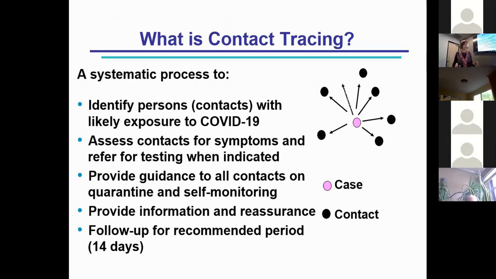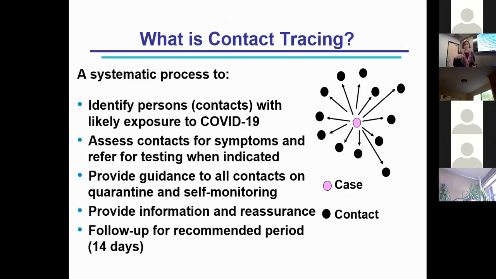So what is contact tracing? Contact tracing is a systematic process. First of all, you identify who those people are. You assess them for symptoms and refer them for testing if it's necessary so that we can break those chains of transmission. We provide guidance to all of the contacts, whether they're symptomatic or asymptomatic, both groups, on quarantining and self-monitoring. So how do you assess yourself every day for symptoms? How do you take your temperature? How do you report?